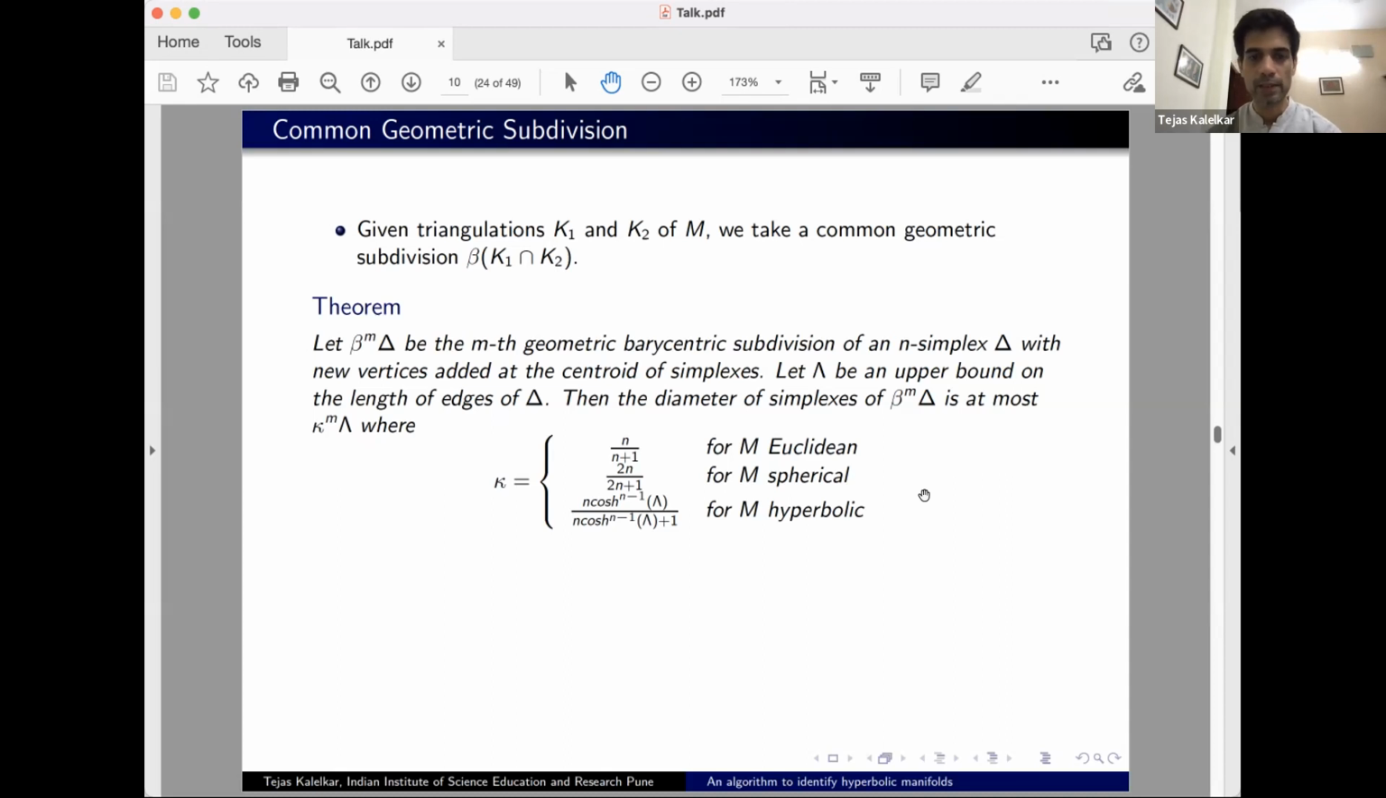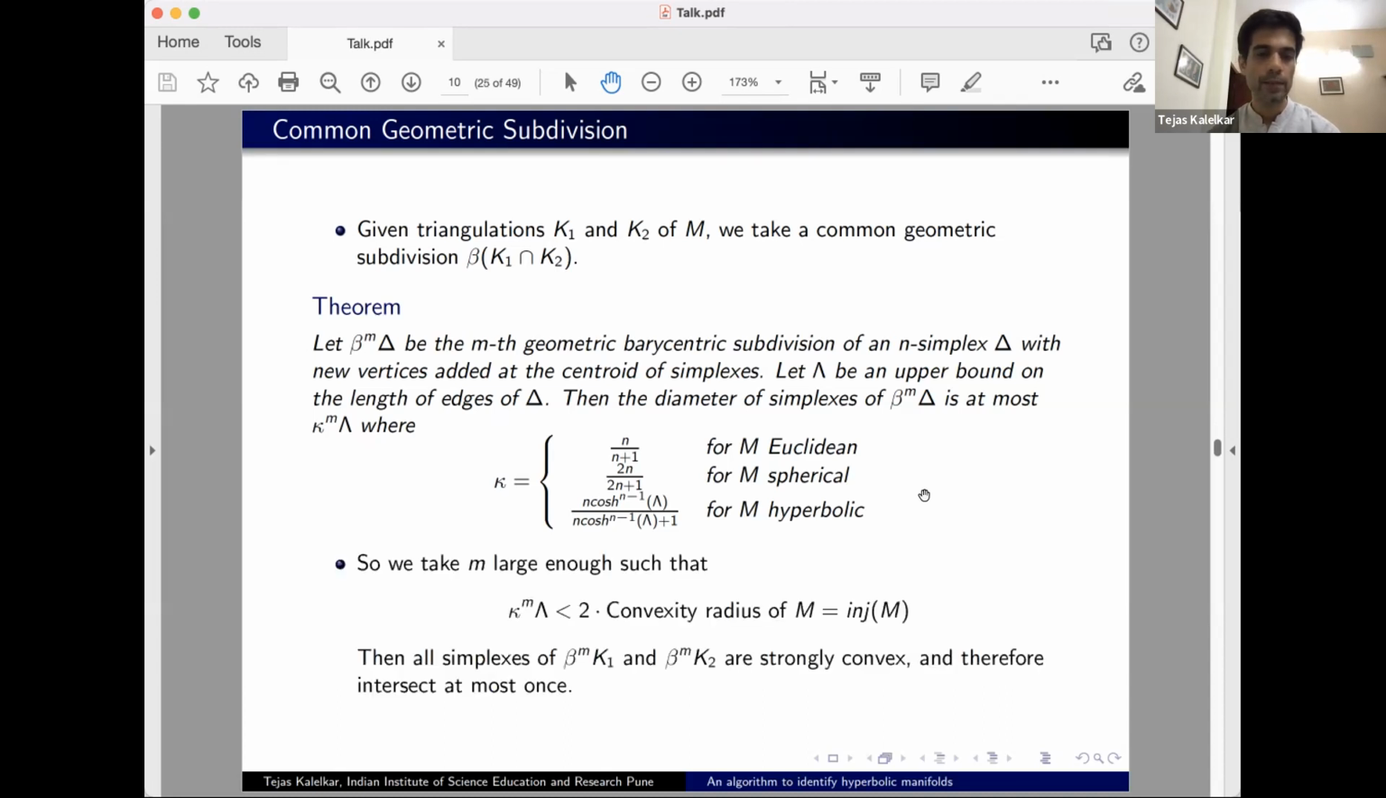The exact number is written over here for the Euclidean, spherical, and hyperbolic situations. These are calculated. And then, as I said, you just take m large enough so that kappa raised to m times lambda is less than the injectivity radius. Therefore, all the simplices become strongly convex, and any two of them intersect at most once. This allows us to bound the number of simplices in this common subdivision.